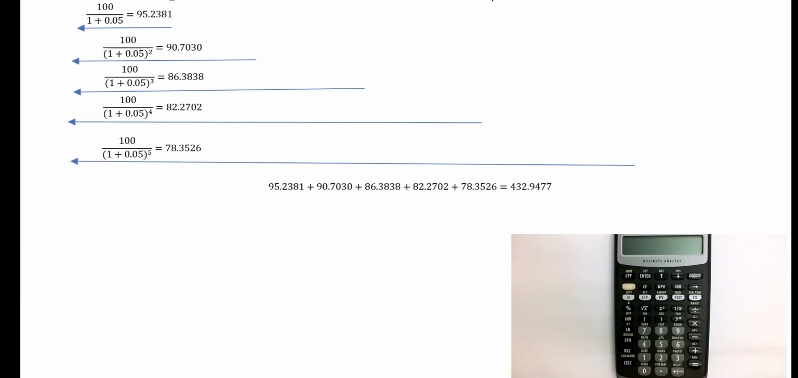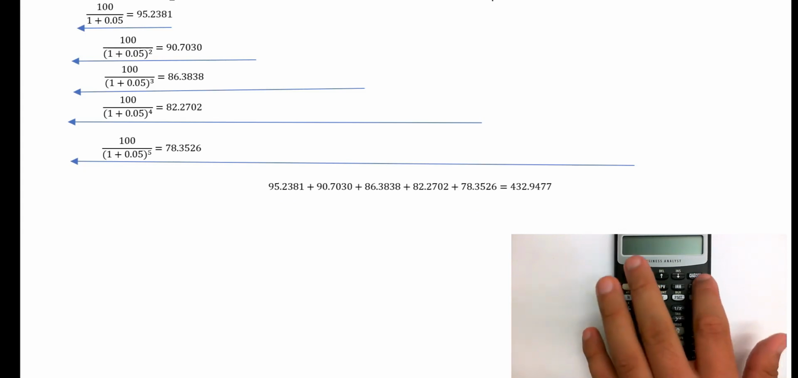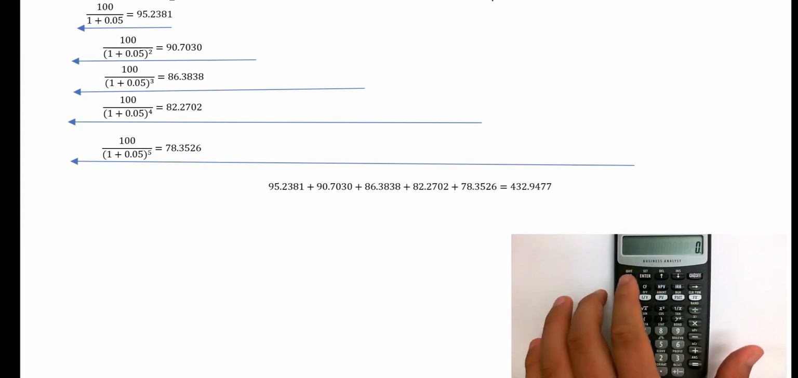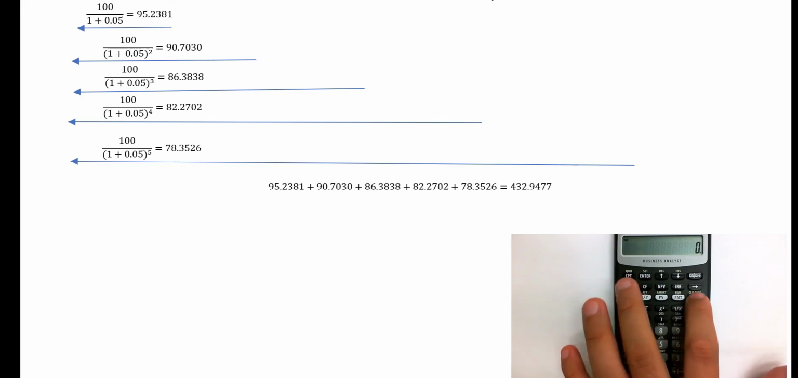To find the present value of this annuity with the BA II Plus calculator, we first need to switch on the calculator. Then you need to use the second FV to clear all the memory slots of the TVM worksheet. And then put 100 as the payment.